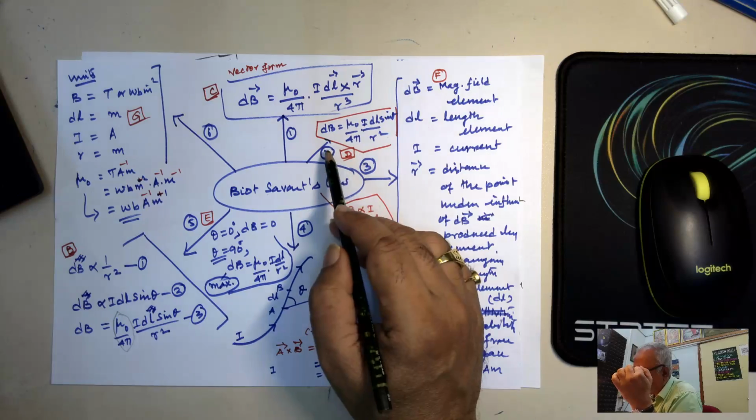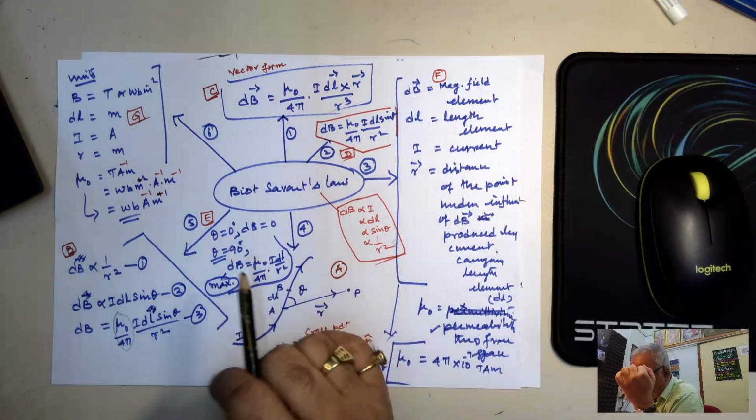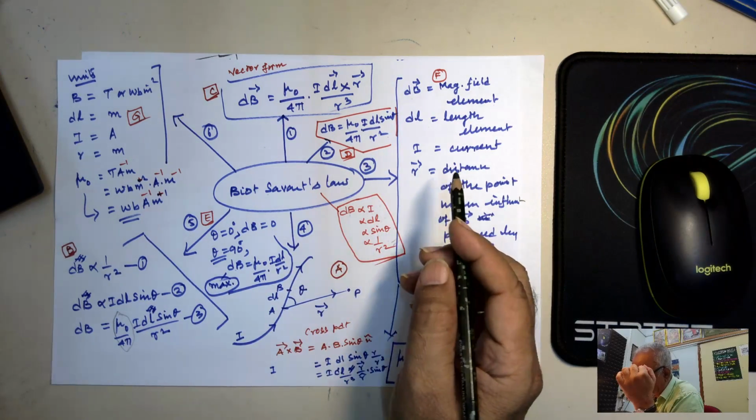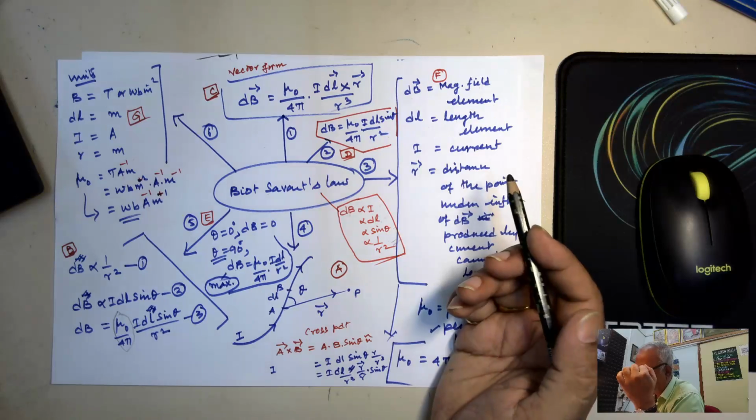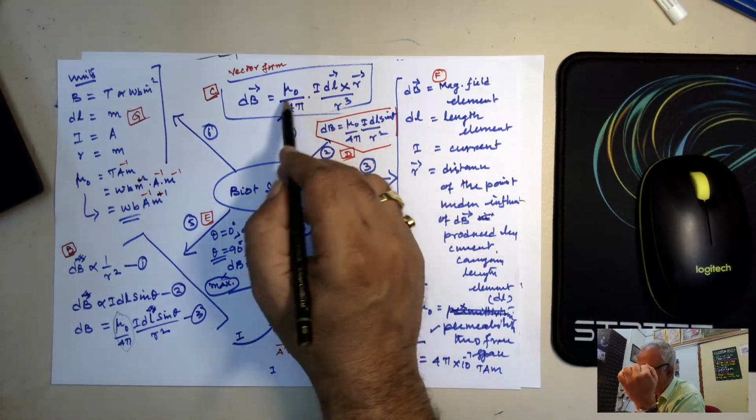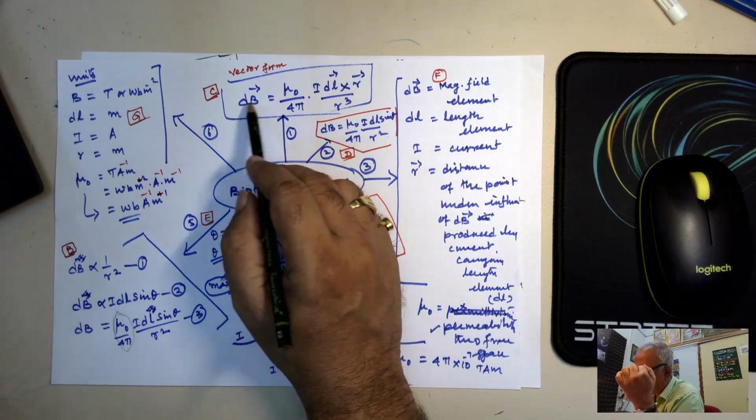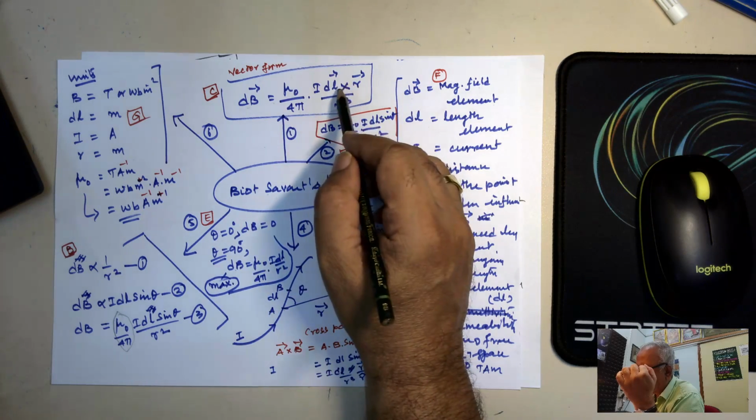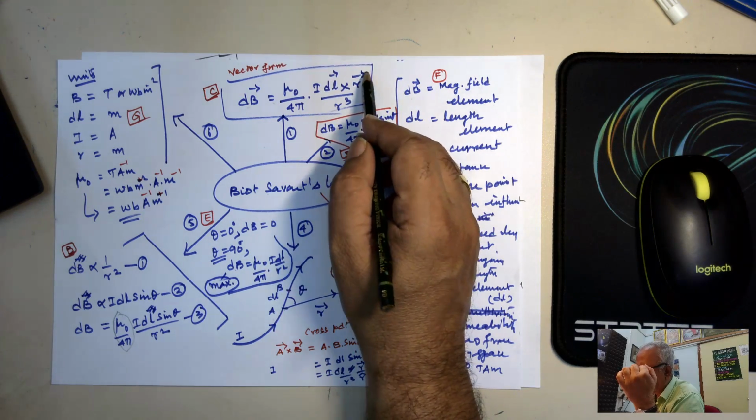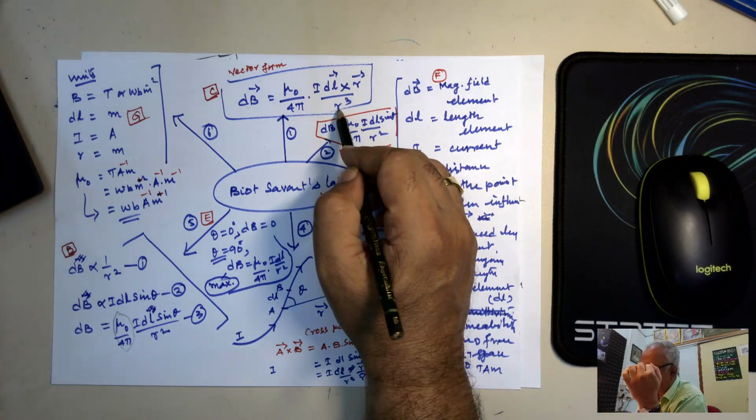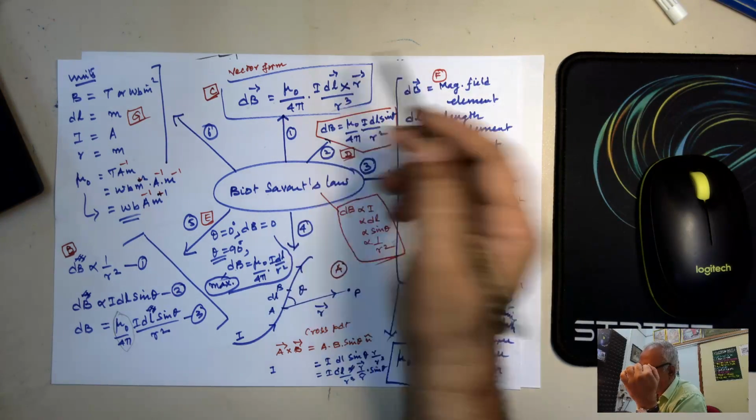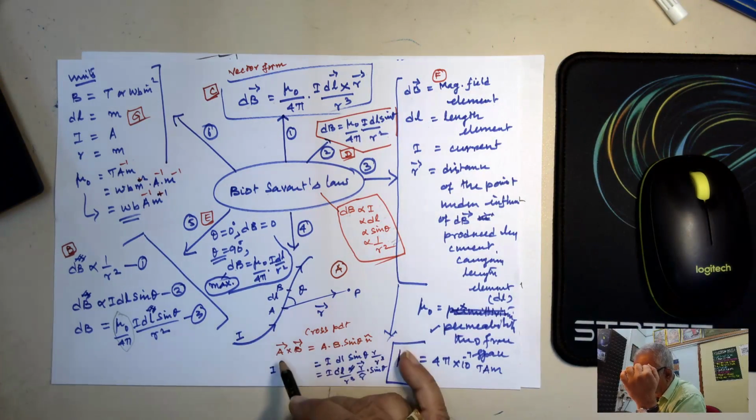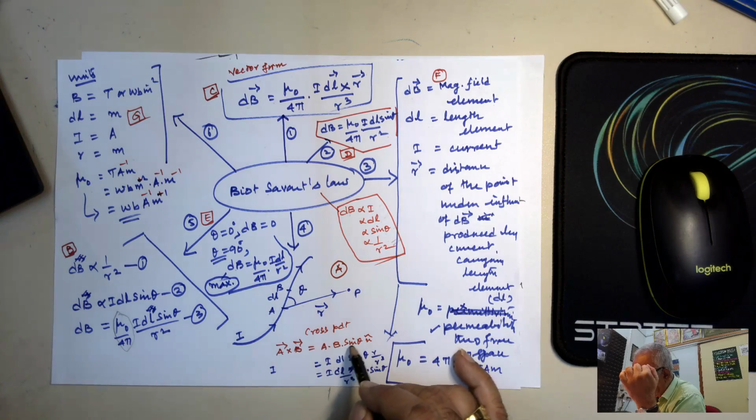Then you have two important formulas. One is called the vector formula, another is the scalar formula. Here I have given the vector formula. dB vector is equal to mu naught divided by 4 pi into I dl vector cross r vector, whole divided by r cube, right? And we know already that A cross B is equal to AB sine theta n cap.